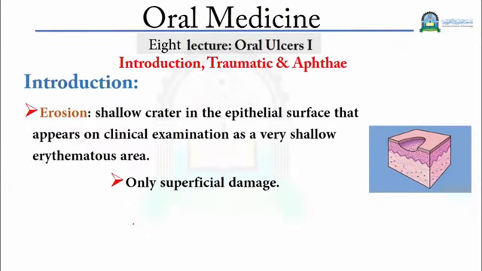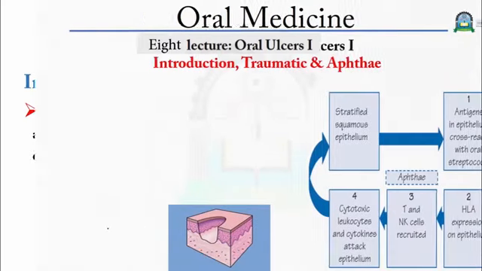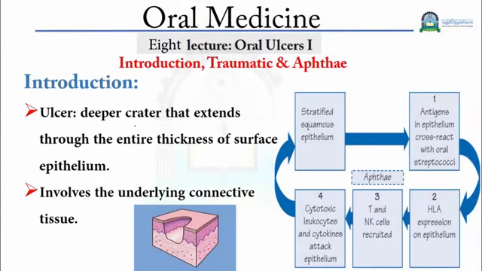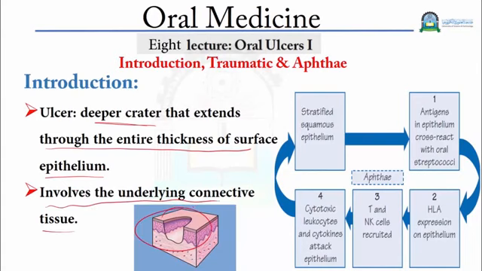We had talked about erosions and ulcers as similar clinically presented lesions. The erosions, as we mentioned above, are a shallow crater in the epithelial surface that does not cross the basal cell layer and does not reach the connective tissue. But the ulcers are a deeper crater that extends through the entire thickness of the surface epithelium, involving the underlying connective tissue, as we see in this figure.